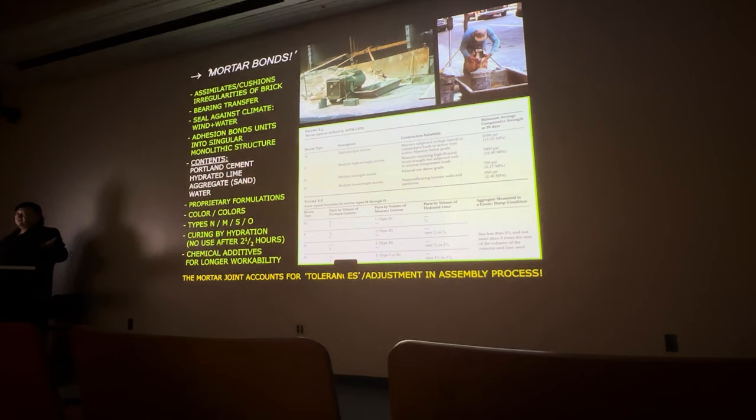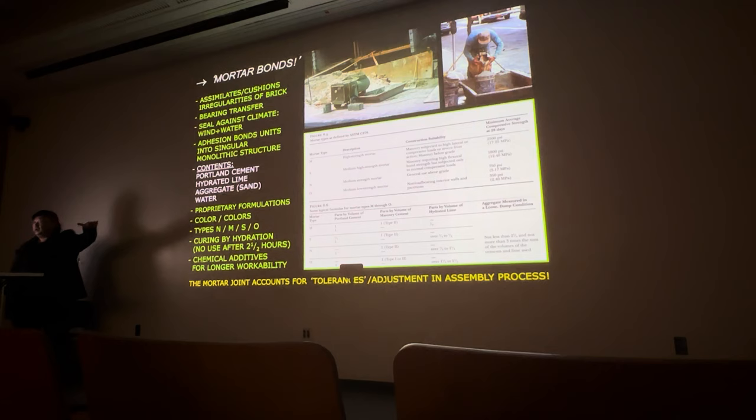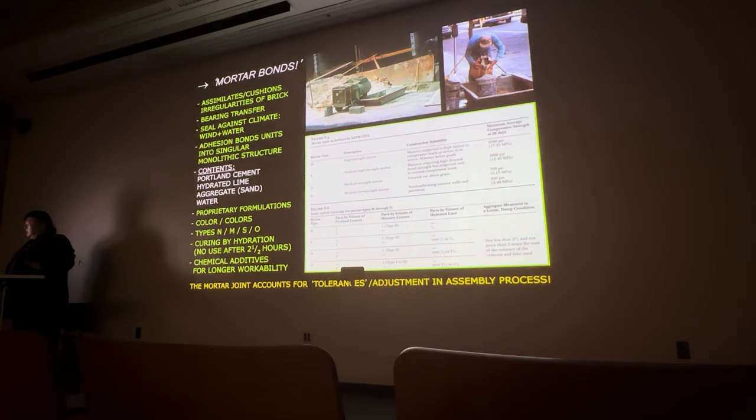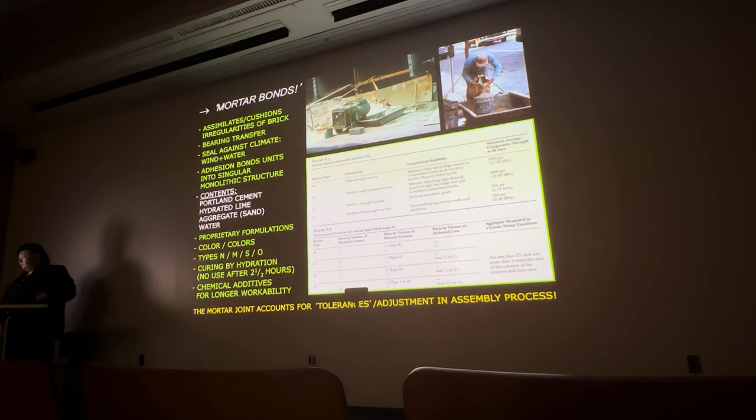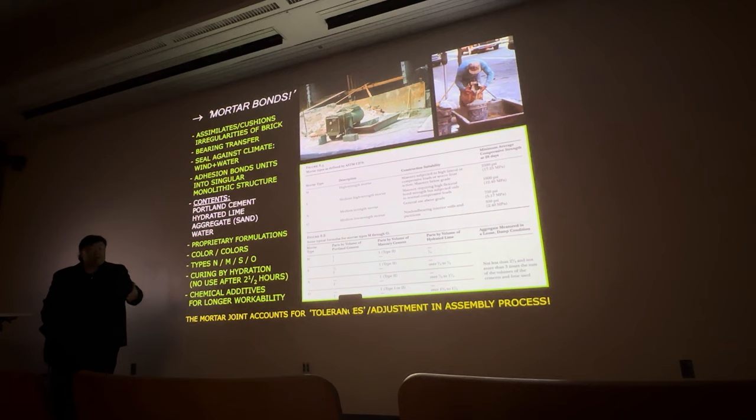As the number goes down to the last one, the O, which is a medium low strength mortar joint. And they are only roughly 350 pounds per square inch. They are ready for non-bearing wall, or maybe interior wall. They are not exposed to weather.